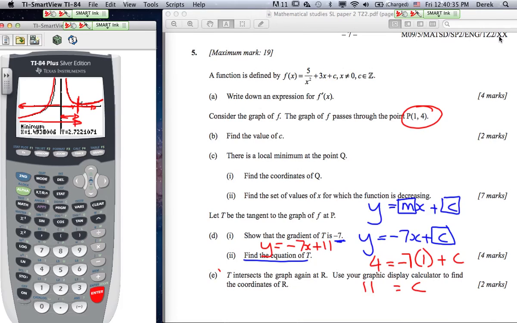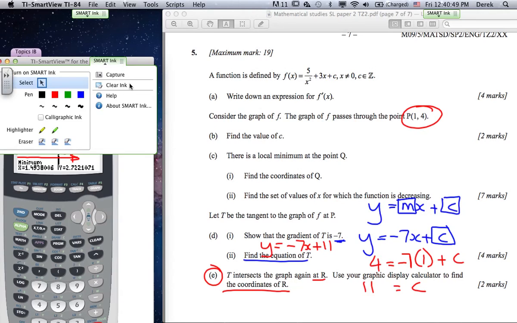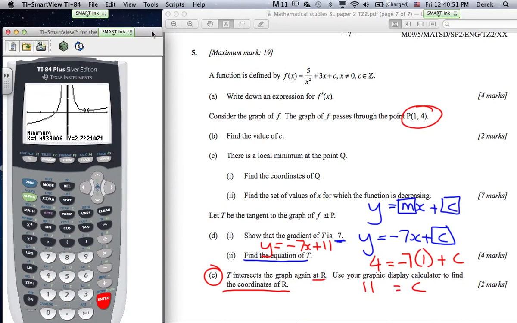And then finally it says part E. It says T intersects the graph again at R. Use your graphic display calculator to find the coordinates of R. So here I'm going to use this. Let me just clear this again. And we're going to put this in, so I'm going to put in another equation here.